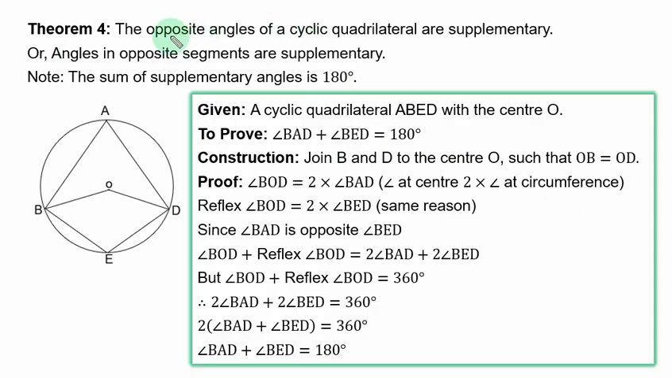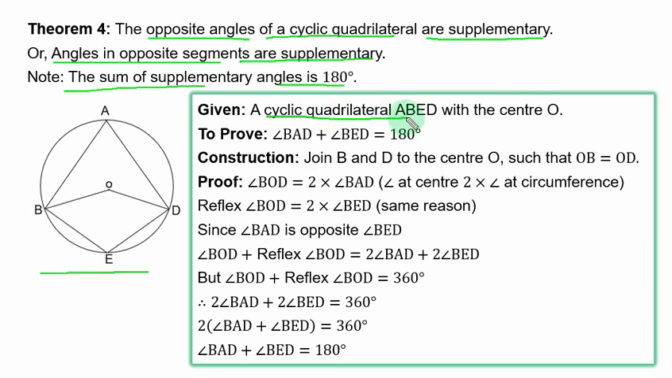Theorem 4. The opposite angles of a cyclic quadrilateral are supplementary, or angles in opposite segments are supplementary. Note, the sum of supplementary angles is 180 degrees. Now you have this cyclic quadrilateral. Given a cyclic quadrilateral ABED with center O, to prove angle BAD plus angle BED, both angles being opposite, their sum is equal to 180 degrees. This is what we want to prove in Theorem 4.